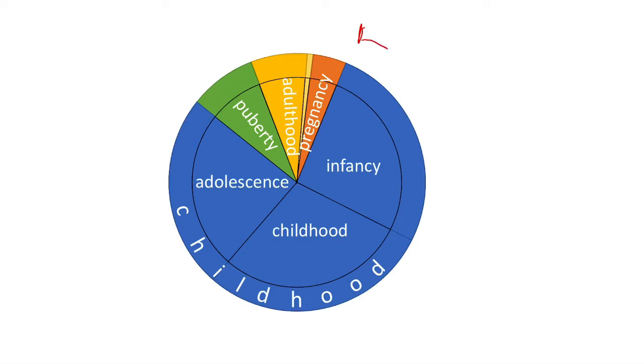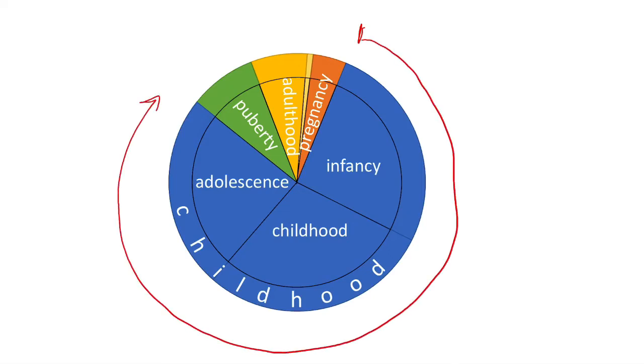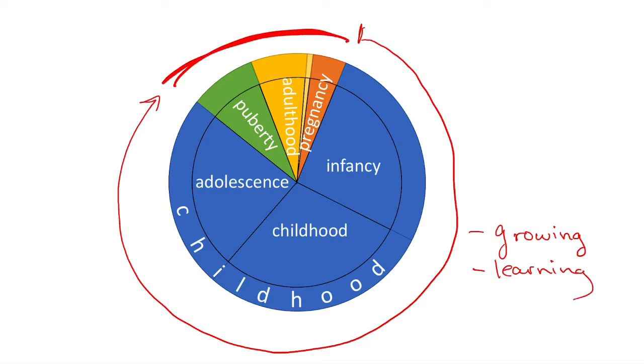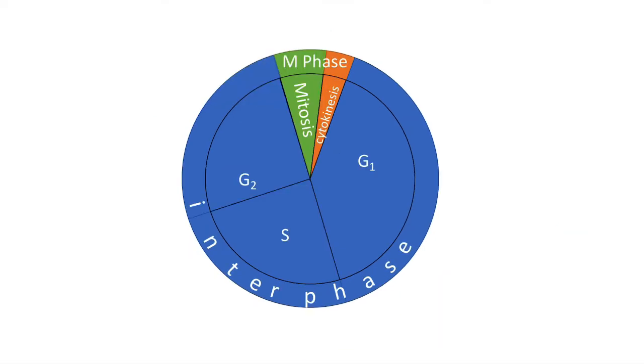Brand new baby grows from an infant to a childhood through adolescence. And that is all childhood. That whole process is all about growing and developing and learning and becoming ready for adulthood. So that's the human life cycle. And then it's really only this little piece here, puberty, adulthood, and pregnancy, that are going to be involved in reproducing. Okay, so now we can look at the cell cycle in the same way.